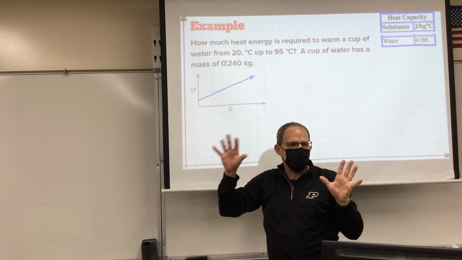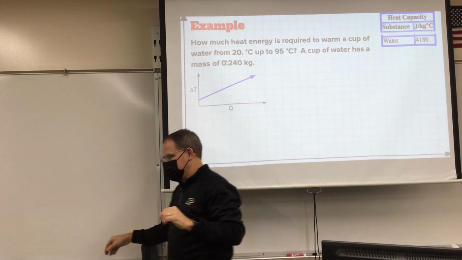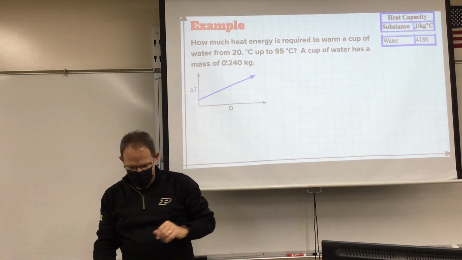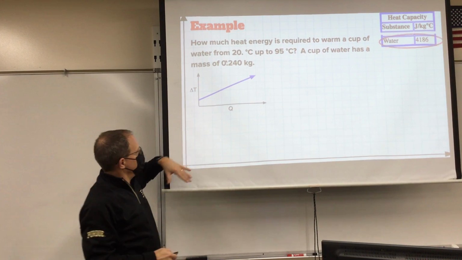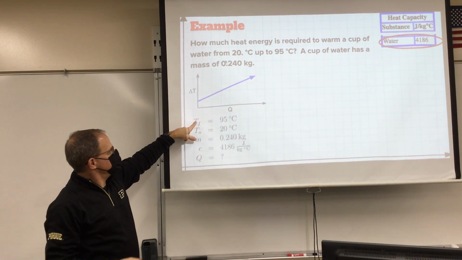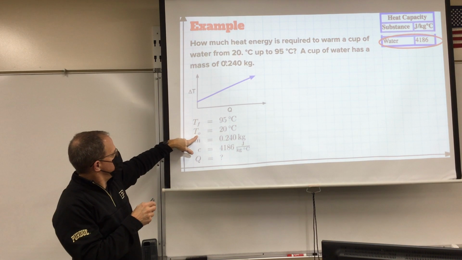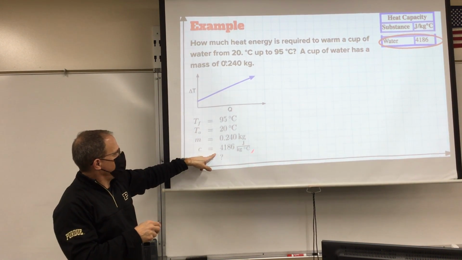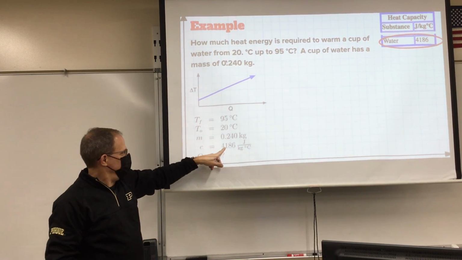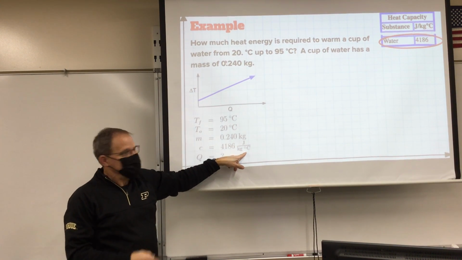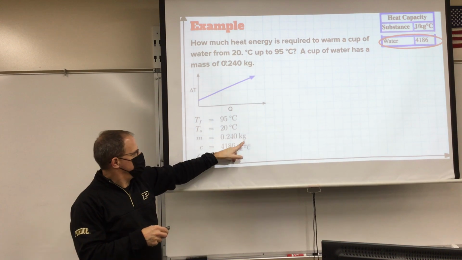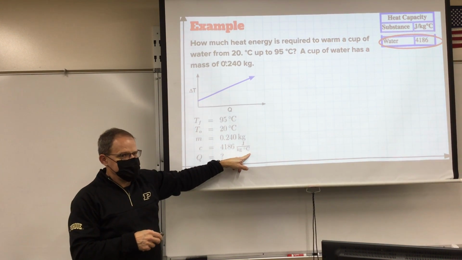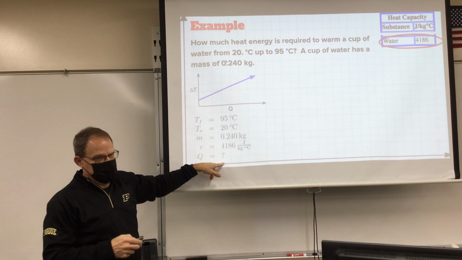We'll make our diagrams more complicated as we solve more complex problems. Okay? All right. Here's my variable list. The temperature final, the temperature initial is 20. The mass is 0.24 kilograms. The heat capacity I get off the table, and you always got to keep your units with your numbers. Heat capacity's got a goofy unit. It's joules per kilogram degree Celsius. And then we're trying to find Q.